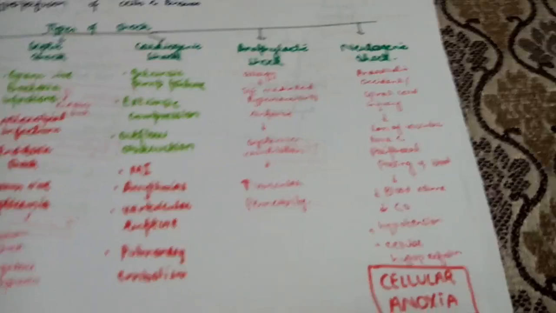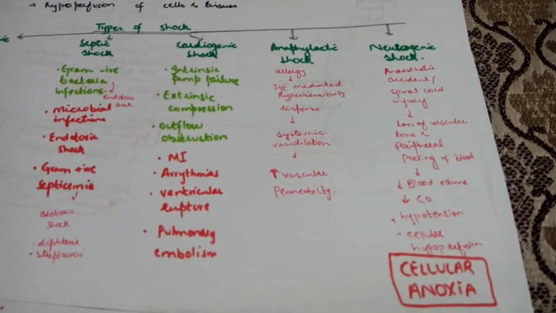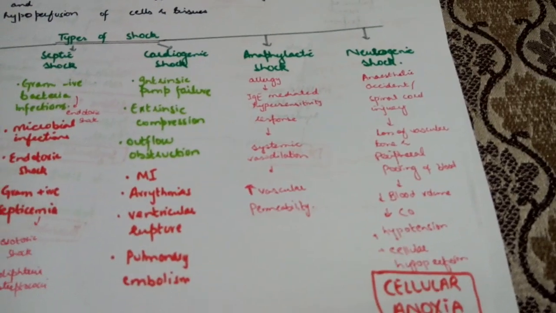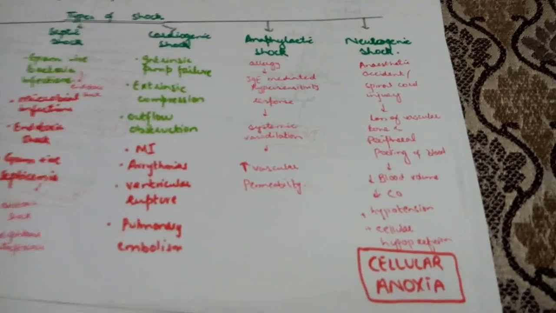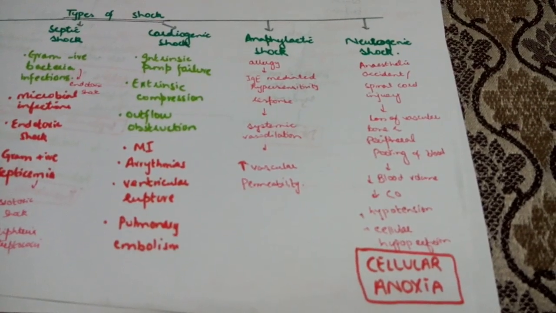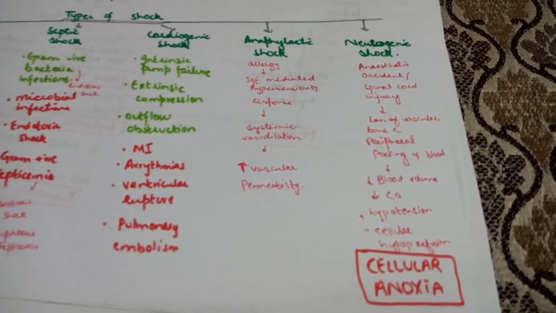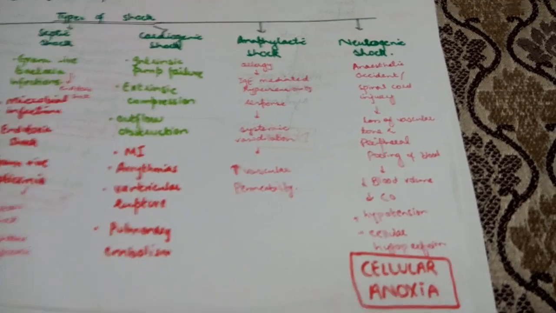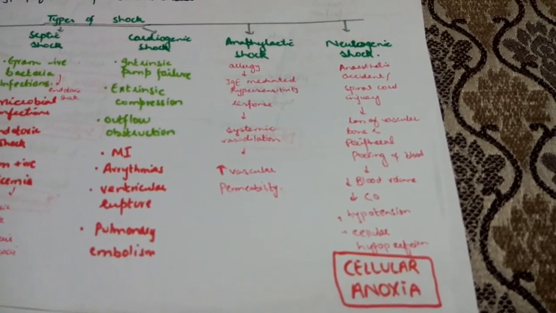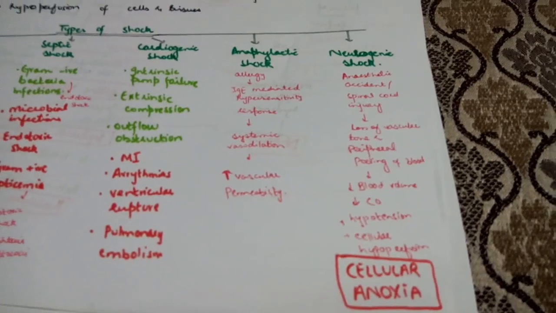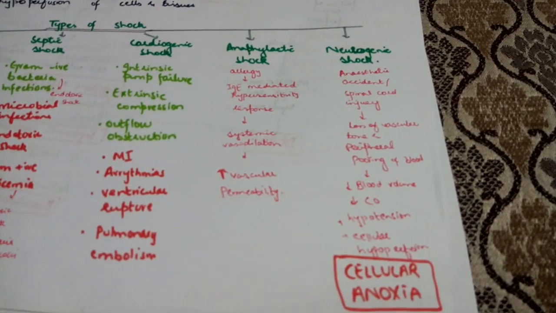Let's discuss anaphylactic shock, the fourth type. It is initiated by allergy, that is a generalized IgE-mediated hypersensitivity response. As a result of this, systemic vasodilation occurs and vascular permeability increases. Neurogenic shock occurs due to an accident, for example, an anesthetic accident or spinal cord injury. There is loss of vascular tone and peripheral pooling of blood. As a result, effective circulatory blood volume decreases, which eventually leads to decreased cardiac output, hypotension, tissue hypoperfusion, and as a result of this, cellular anoxia.